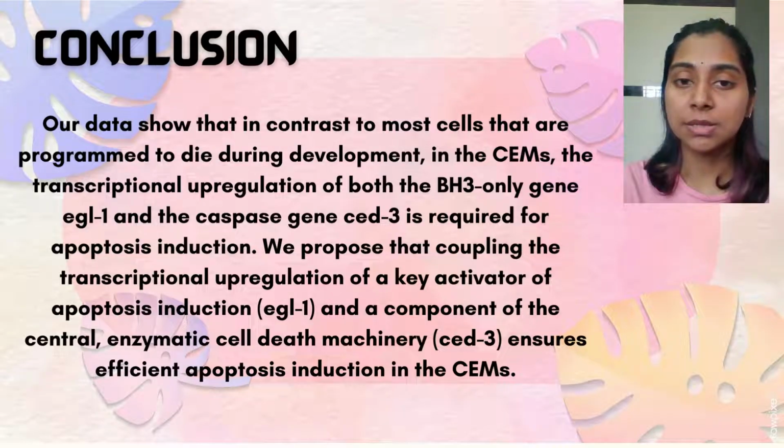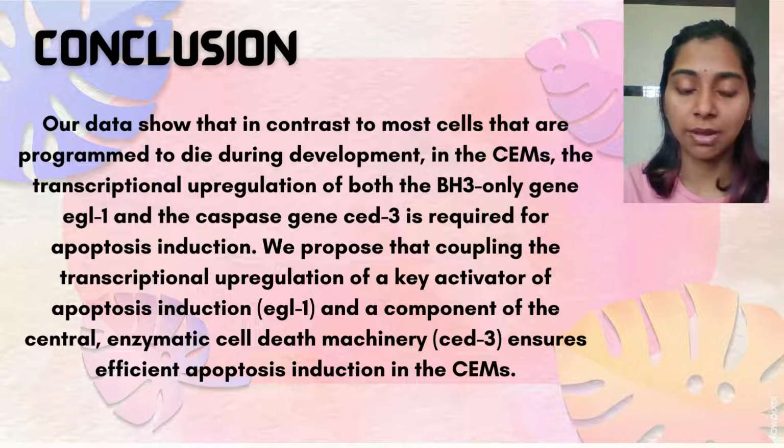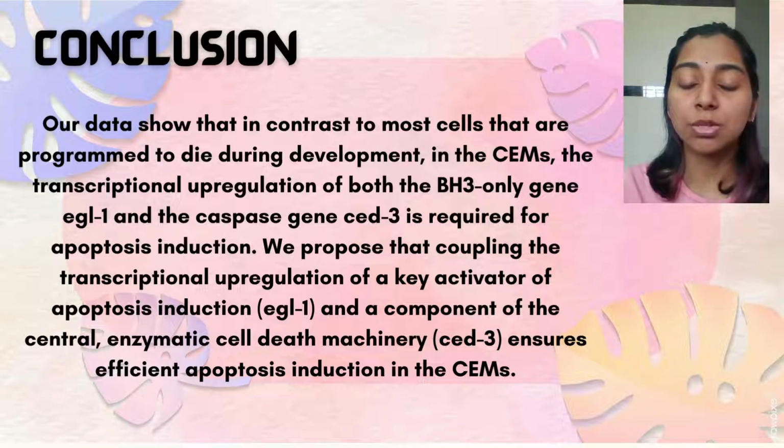Conclusion. With a rich history in programmed cell death research, the metazoan C. elegans offers an excellent animal model with which to study cell death specification events. Our data showed that in contrast to most cells that are programmed to die during development, in the CEMs the transcriptional upregulation of both the BH3-only gene EGL1 and the caspase gene CED3 is required for apoptosis induction.